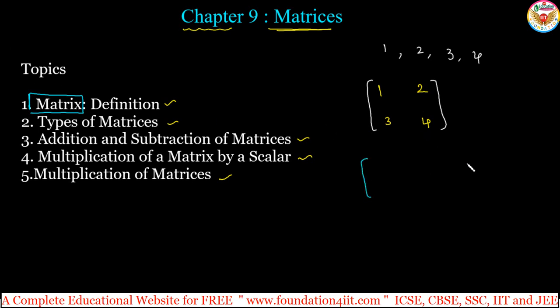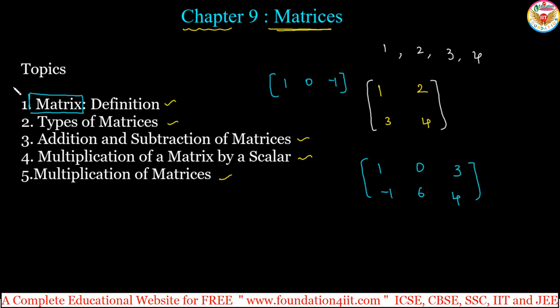See another example. I arranged 1, 0, 3, minus 1, 6, 4. There are a total of 6 numbers arranged in rows and columns: 2 rows and 3 columns. So a matrix is a rectangular arrangement. Even a square is also one rectangle, right? So an arrangement of numbers arranged in rows and columns is called a matrix. And there can be only one row, like for example 1, 0, minus 1. If you observe, there is one row but three columns. So this is also an arrangement of a matrix, right?